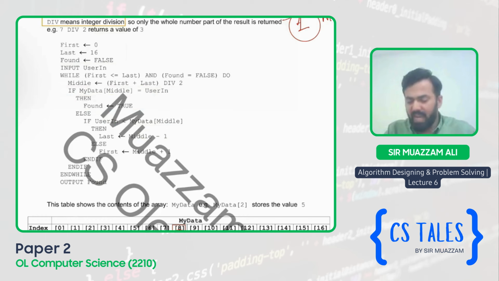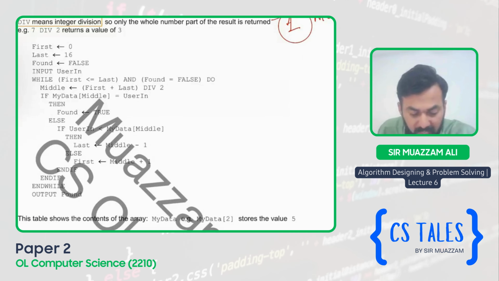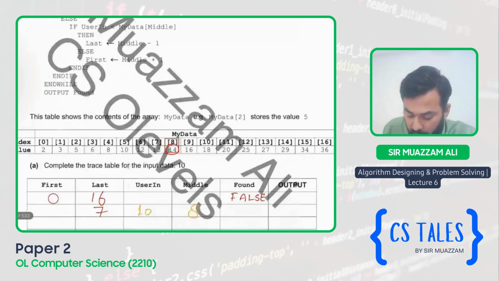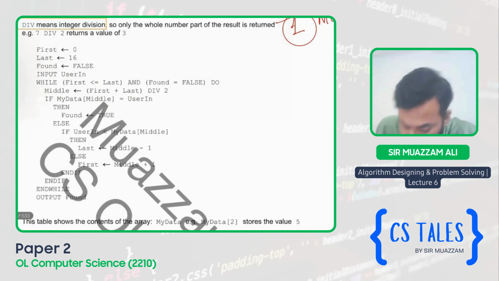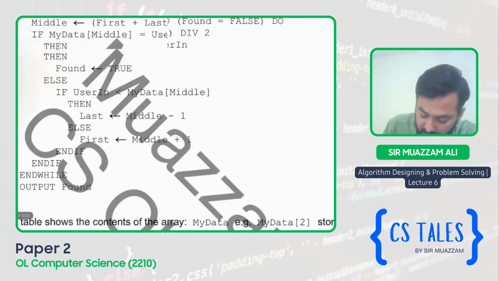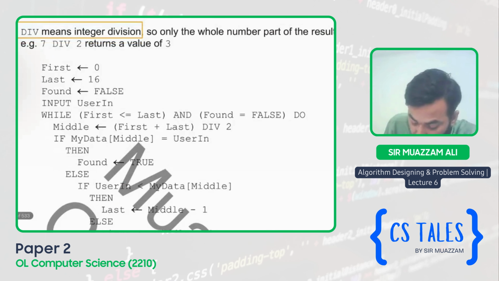So now you will check that input user in. Let's suppose user in is equal to 10. So in the while, you will check what the values of first and last are. First is equal to 0. Last is equal to 7.